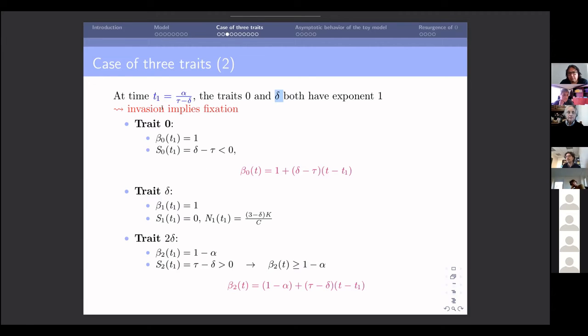So at time t1, what we get is that the exponent for 0 is 1, the exponent for delta is 1, the exponent for 2 delta is 1 minus alpha. The resident trait, so the dominant trait, is going to be 1, so it means that it has null fitness, and it has this equilibrium density. Now the fitness of trait 0 in this population of trait delta is delta minus 2, which is negative. So I get here these dynamics for beta 0. And for trait 2 delta, the fitness is tau minus delta this time, and so it's positive. So now it's going to increase by himself, and I get this new formula.